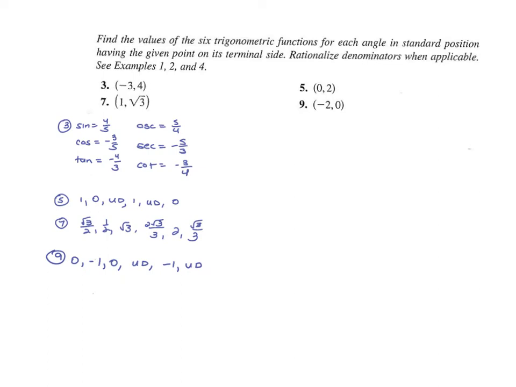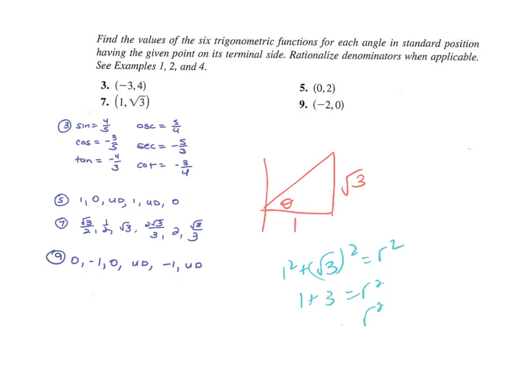7 is one in which your triangle would not be one of the triples. So if I go to the right 1 and I go up square root 3, I have to find the hypotenuse by doing 1 squared plus the square root of 3 squared equals r squared, 1 plus 3. Then r squared would be 4 and r would be 2. Then you have your complete triangle and you've got to fill out your trig functions. And then number 9 is back to being one of the quadrant angles.